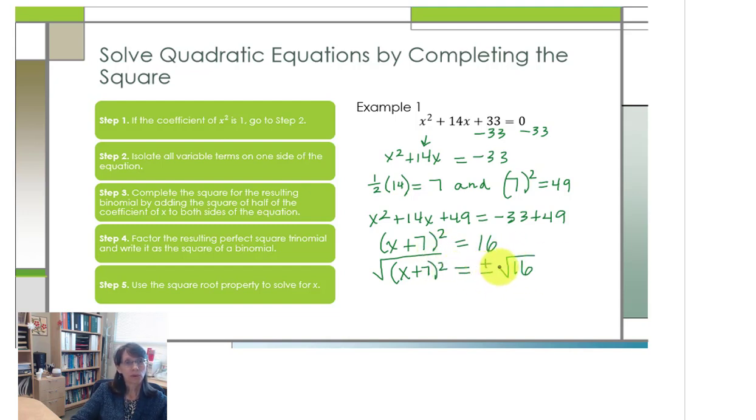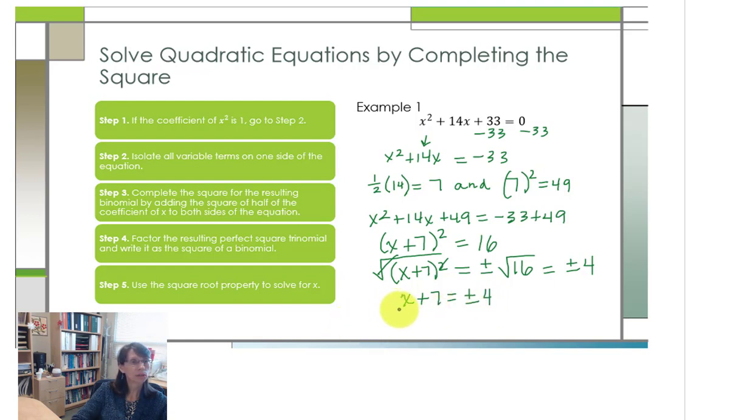So the square root of 16 is going to turn into positive or negative 4, because 16 is a perfect square. Once you take the square root of a perfect square, remember that they are opposite operations, so they are undone, leaving us simply x plus 7 equals plus or minus 4. So we need to separate this into 2 separate equations and then solve each one individually.